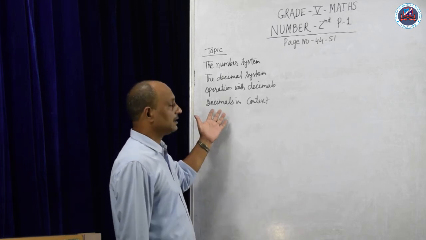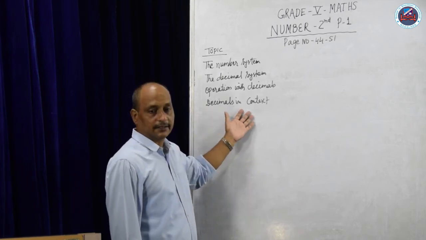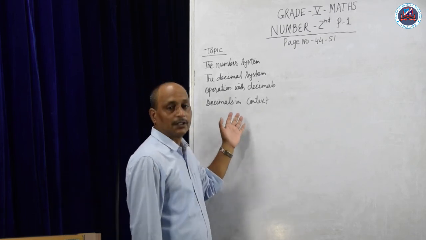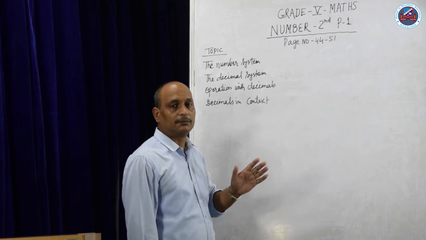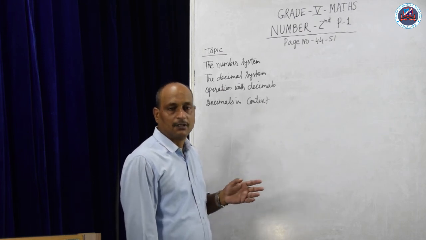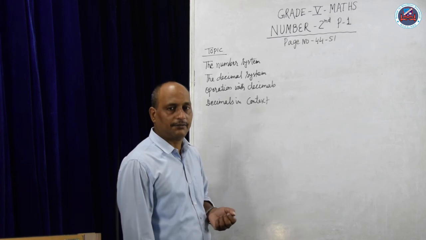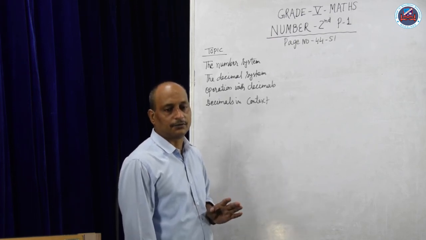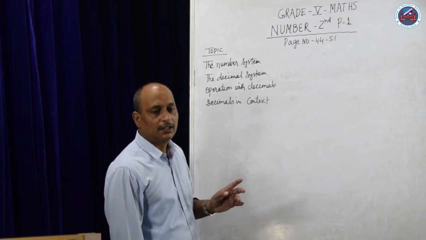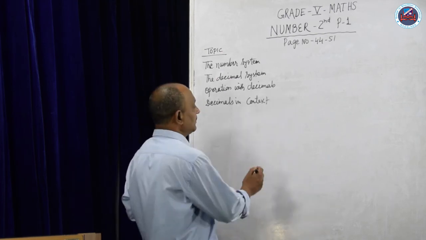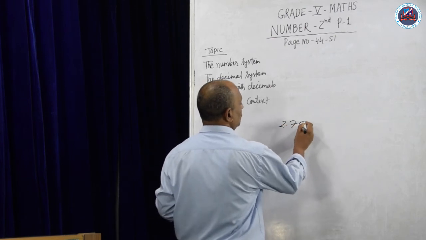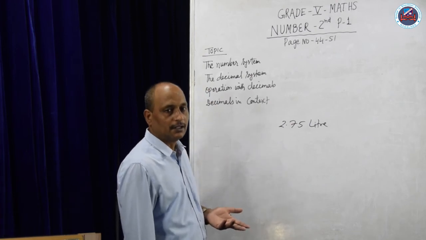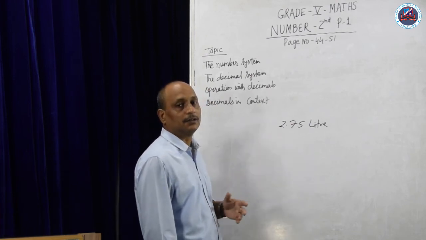Now let us go for the last topic, decimal in context. Here on page number 50 and 51, you will see that all the numbers are given in word problems. All are either multiplication or division or addition or subtraction. You have to read the question and you have to do it. Simple, one example is there. Suppose a bucket holds 2.75 liter of milk or water. How many milliliters of water does the bucket hold?